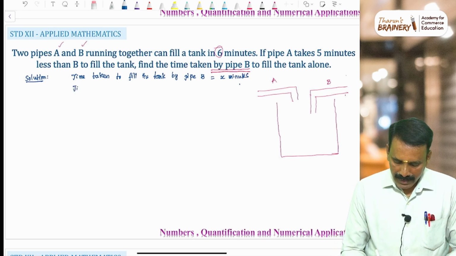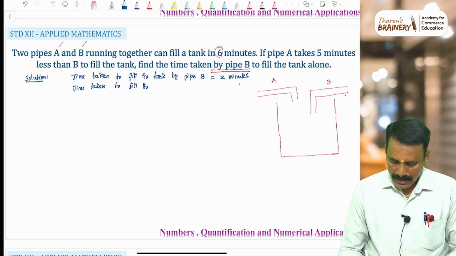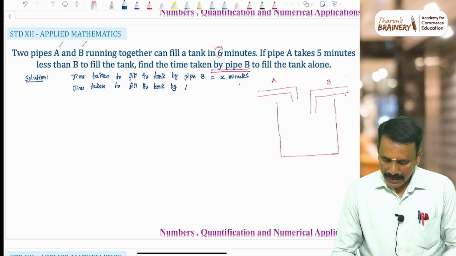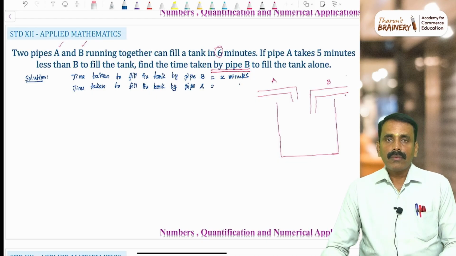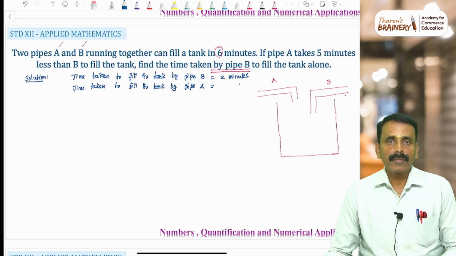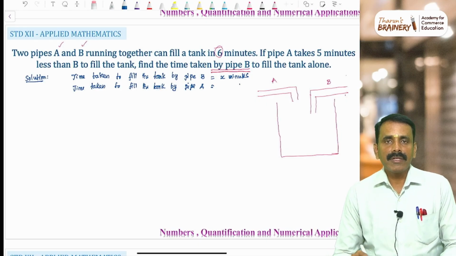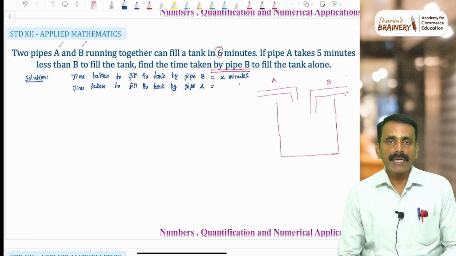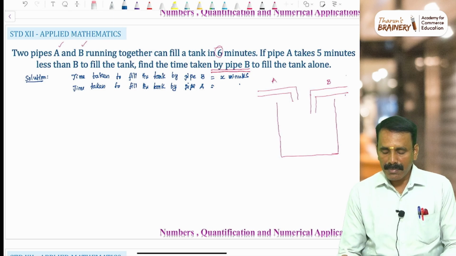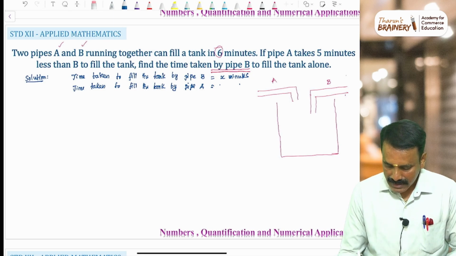Now what will be the time taken to fill the tank by pipe A? What is the time taken for pipe A to fill the tank? The relation is given in the question itself. Pipe A takes 5 minutes less than pipe B. So we take this as x minus 5 minutes.